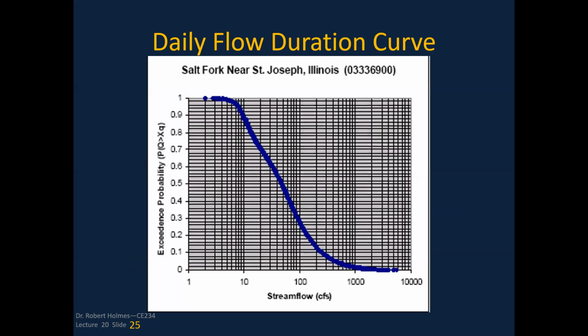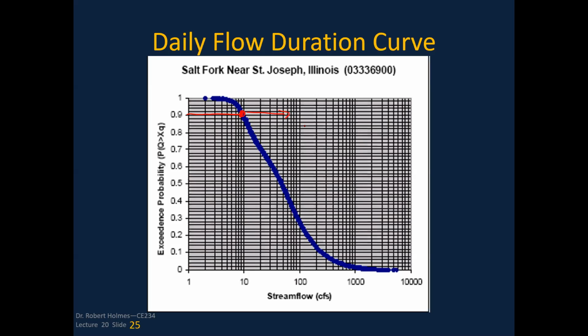This is a daily flow duration curve from a gauging station on the Salt Fork near St. Joseph, Illinois. So this is several years of data. What you have here is plotted what's called the exceedance probability. So if you have an exceedance probability of 0.9, that's fairly high. That means that most everything below you is less than that, or I'm sorry, I've got this backwards. Let me back up a second. The exceedance probability means that if you've got a value of 0.9 or 90%, that means 90% of the flow values are above that value.